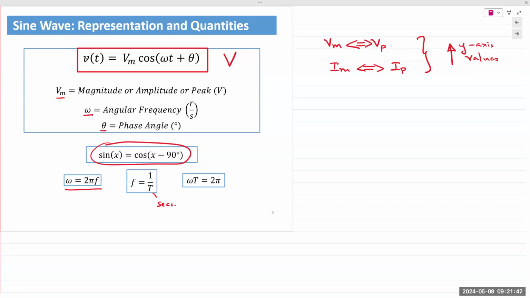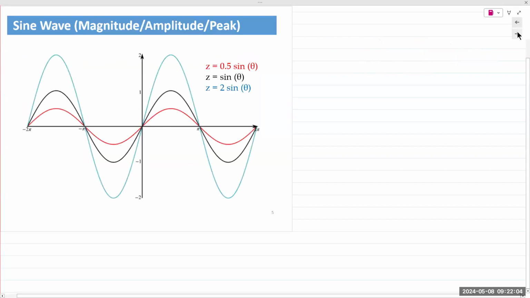So this is just an introduction of the mathematical representation of a sinusoidal waveform. This entire chapter mostly is about learning the mathematical techniques that would be required to solve for AC circuits. The equations remain the same, they don't change. So let's look at what magnitude or amplitude or peak value is.